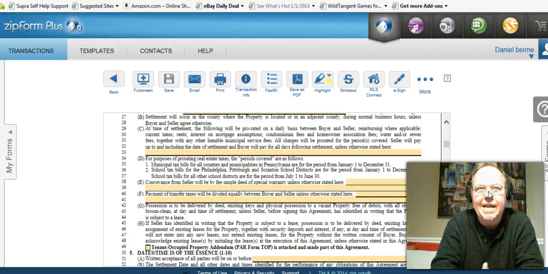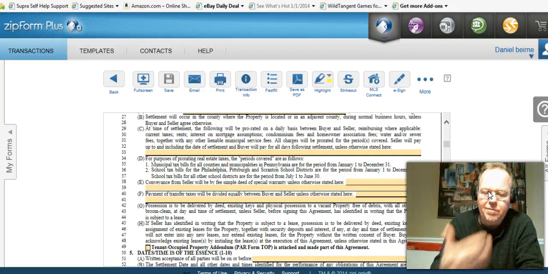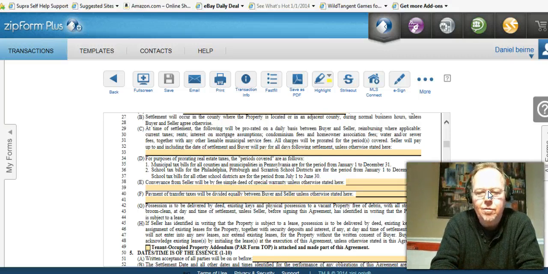And they also sign an affidavit at settlement saying that to the best of their knowledge, they don't owe any money. They are over 18. They know what they're doing. They're of legal mind at the time that they're transferring the property.